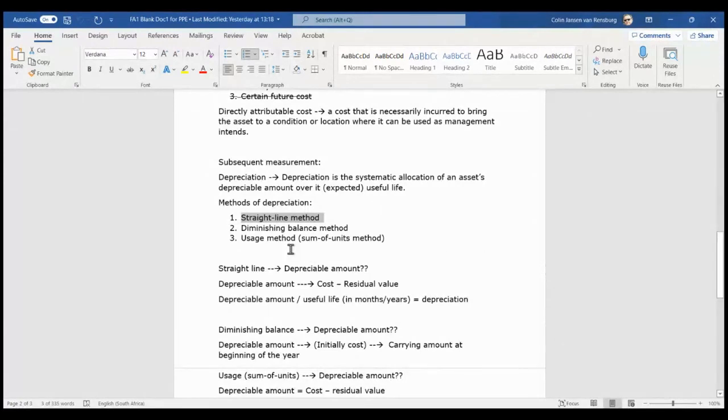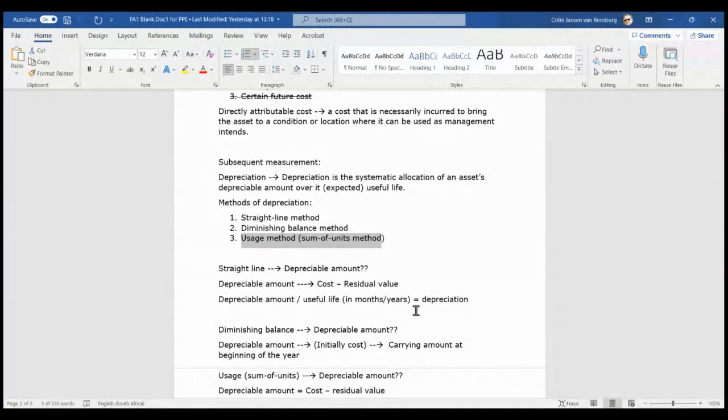Then we've got the diminishing balance method, also very often used in many categories of assets, but I guess it's very appropriate to things like motor vehicles specifically. And then we've got the usage method, or sum of units method. Many years ago, it was even called the sum of digits method. That one is very limited to plant and machinery. It doesn't really work for any other asset that is not actually used in the manufacturing process. We'll see a little bit later when we discuss that, why that is the case.